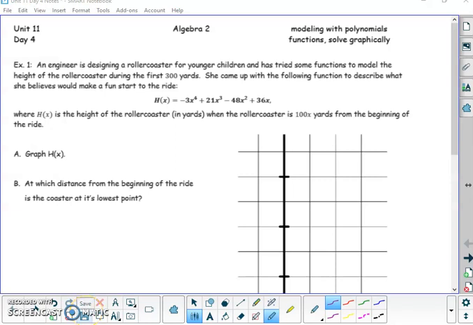Hey guys, welcome back. Unit 11, day 4, we're going to do some modeling with polynomial functions and solving graphically. So obviously here you're going to need your graphing calculator.